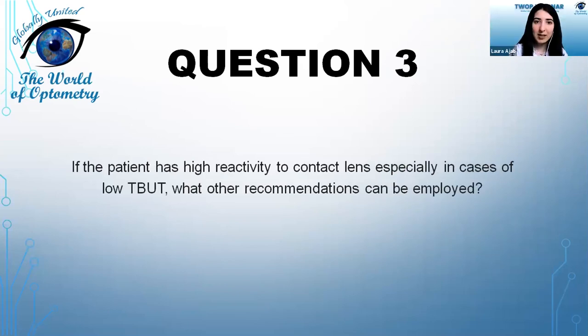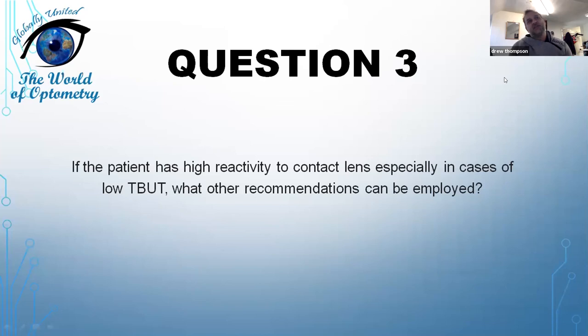If the patient has high reactivity to contact lenses, especially in cases of low tear breakup time, what other recommendations can be employed? Well, I think this is really aimed more at the RGP patient, because you don't really get reactivity with a soft or a mini scleral lens. Well, you can, but it's rarer. In fact, I do fit mini scleral lenses for dry eye patients, because of the principle of the lens, you've got tears trapped between the contact lens and the cornea that can make the eye much more comfortable. Obviously, the front surface is not going to be as wettable because of the patient's dry eye. So in that case, you can use artificial tears, preservative-free drops during the day, and they can help. In severe cases, it can be difficult, but they're rare.